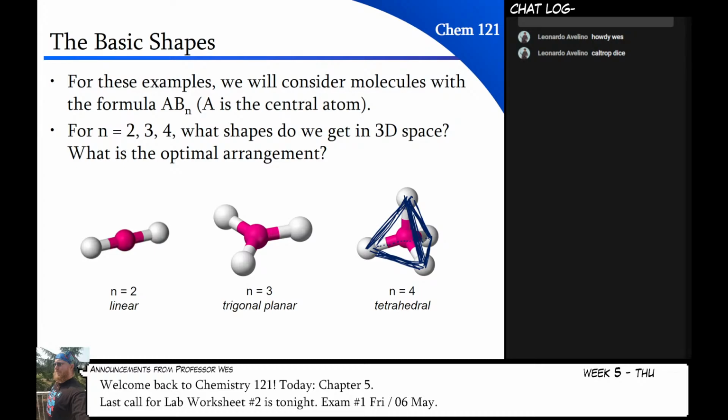Now, because I've mentioned that, that does imply the existence of molecules that do not follow the octet rule. Yes, there are plenty of them, but that's beyond the scope of Chem 121. So we're not going to worry about those. We're going to just deal with things that conform to the octet rule, and we'll only have 2, 3, or 4 electron groups around the central atom.